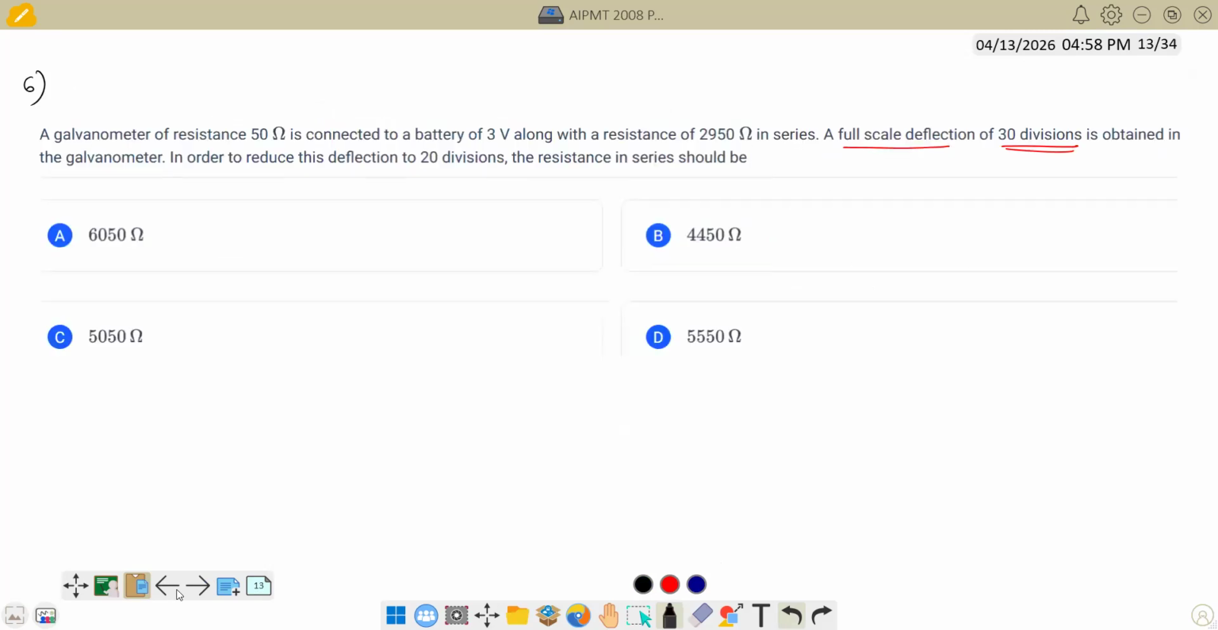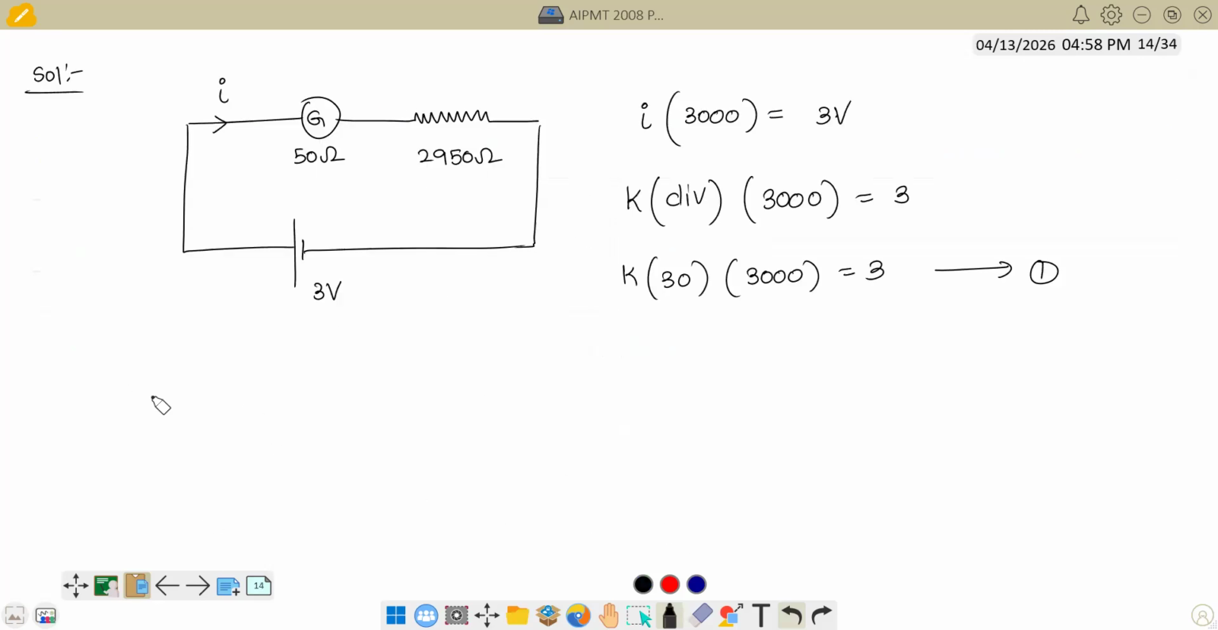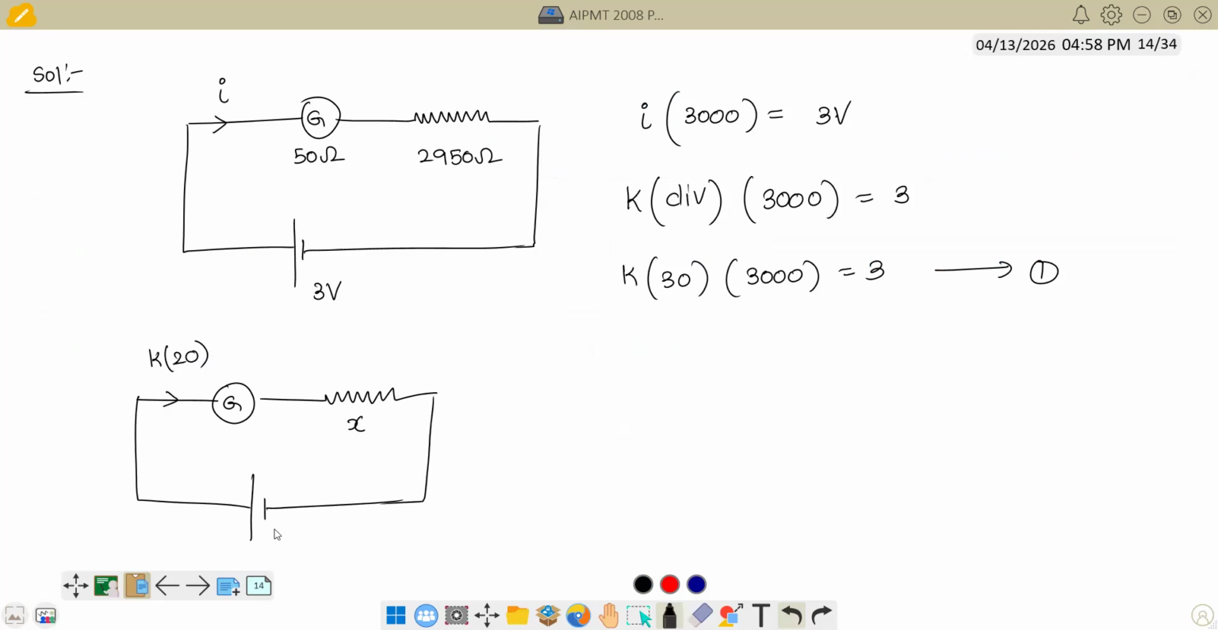Now the author is telling that in order to reduce this deflection to 20 divisions, what should be the resistance that must be connected in series? Suppose in the same setup we are now connecting an unknown resistance. I'll call this X. But this time the current should be K into 20 divisions. There is no change in the battery, it is still 3 volt. So we can write K into 20, that is I, into R effective. R effective would be 50 plus X, and it is still equal to 3 volt.